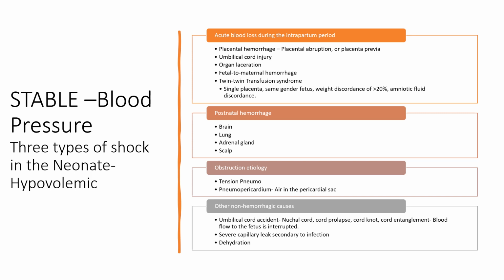Obstructive etiology: tension pneumopericardium, air in the pericardial sac. We don't see that often outside of neos. We can in certain traumas. And then other hemorrhagic causes: umbilical cord accidents such as nuchal cord, prolapsed cord, knot, cord entanglement, where the blood flow to the fetus is interrupted, and severe capillary leak secondary to infection, and dehydration. So sepsis and dehydration.